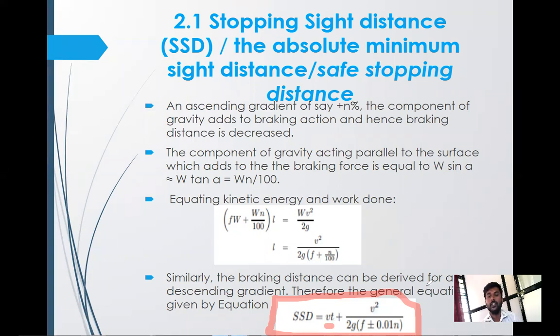Then if the gradient is given as n percent, ascending or descending, depending on that we will add or subtract the gradient. Here you can see the formula is given as f plus or minus 0.01 n. If there is an ascending gradient, take the plus sign. If there is a descending gradient, take the minus sign. This is the formula that we have seen in the last lecture. Now we'll see one example on that.